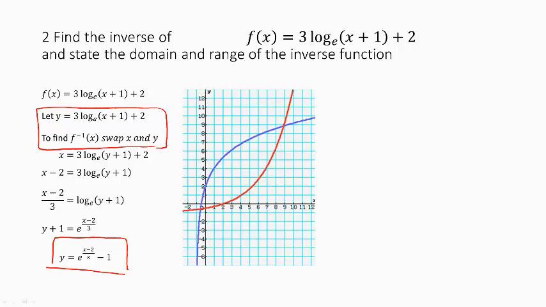Here's a graph that I've made up. In blue is the logarithmic graph, 3 natural log of (x plus 1) plus 2. So blue is our original graph, our logarithmic graph. And in red is our exponential graph, y equals e to the power of (x take 2 over 3) minus 1. What you'll notice is that these two graphs are inverses of each other. They reflect through the line y equals x. And they intersect at points on the line y equals x.